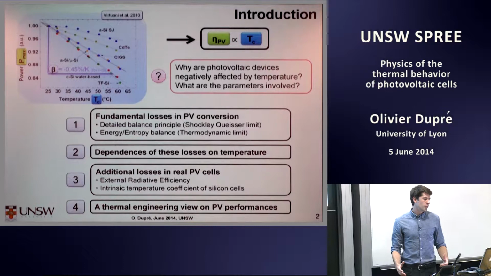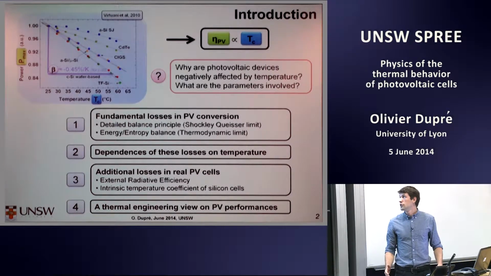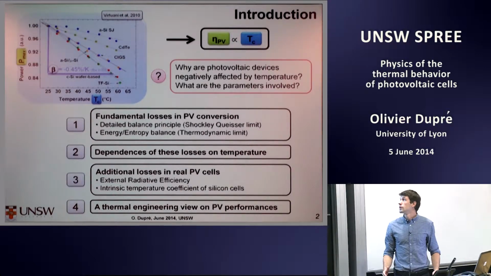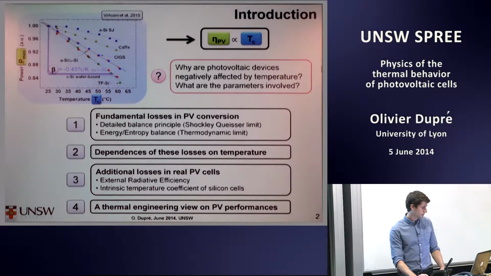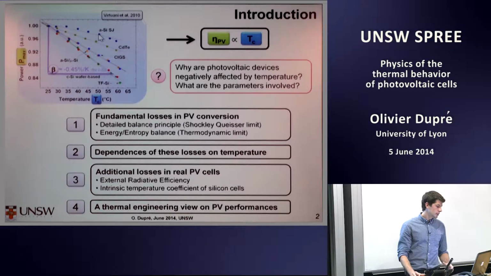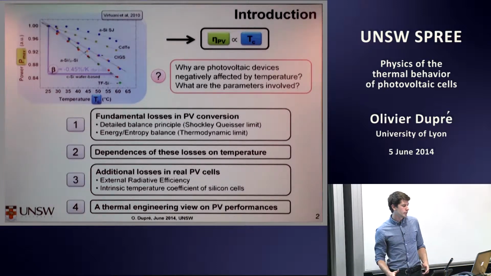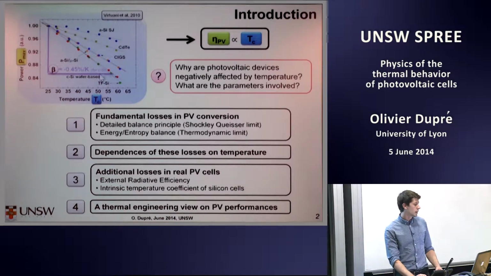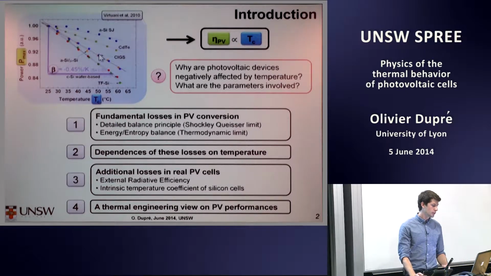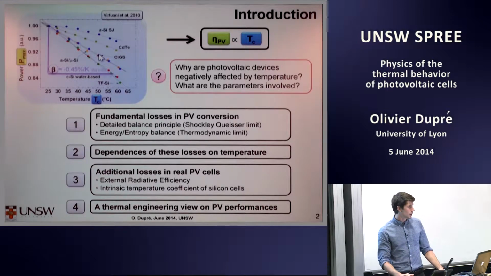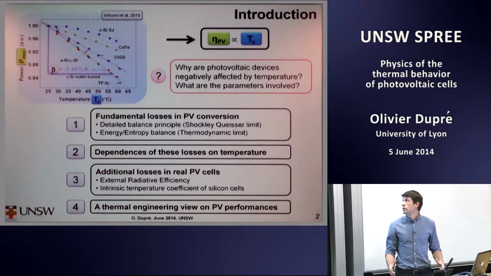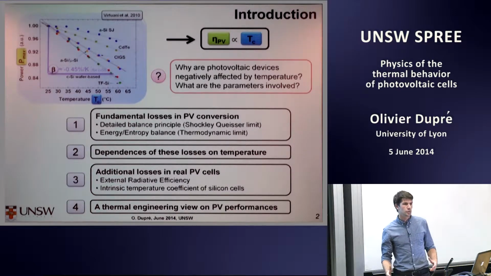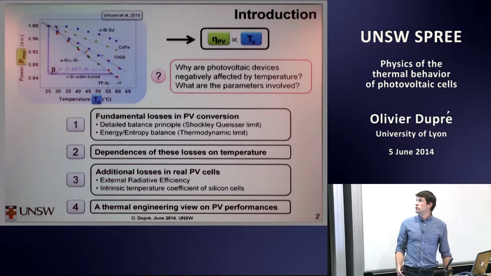As I'm sure all of you are aware, the efficiency of PV devices is negatively affected by the temperature of the cell. As you can see on this graph, the efficiency of the different PV cell technologies goes down as the temperature increases, and it does so at different rates for the different technologies. The questions we're going to try to answer here are: why are PV devices fundamentally affected by temperature, and what are the parameters involved?